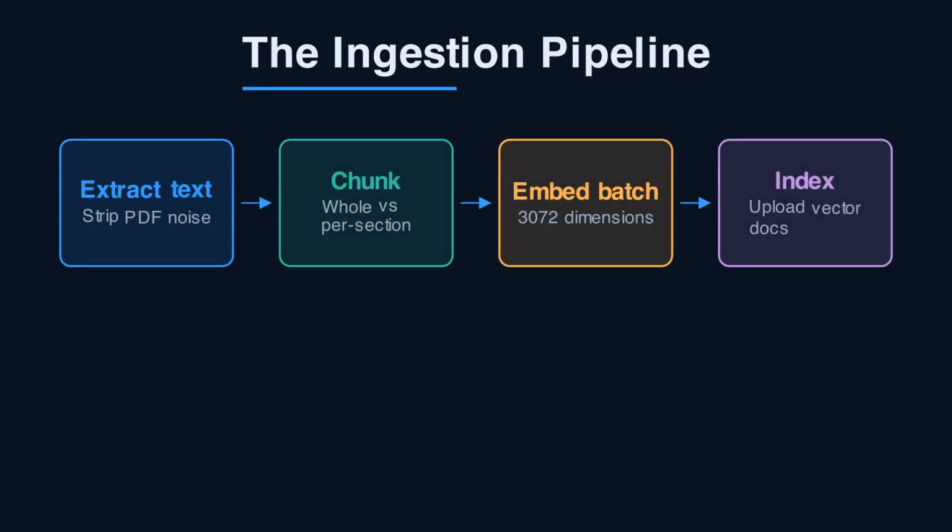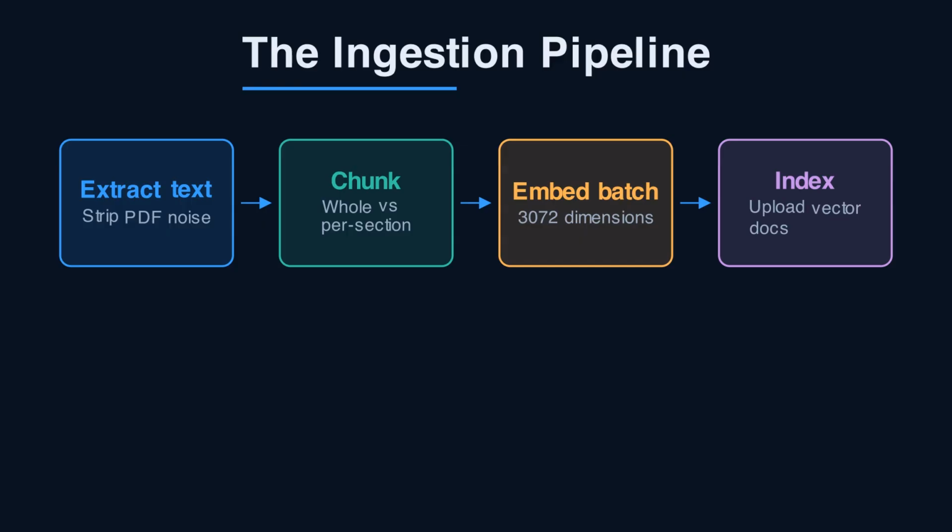First, extract and clean text, strip PDF formatting noise. Second, chunk it. Resumes are short enough that one document per resume often works. But if you index per section, you get finer-grained matches at the cost of more vectors. Third, call the embedding model. Text-embedding-3-large returns 3072 dimensions. Fourth, upload the document with its vector field to AI Search.